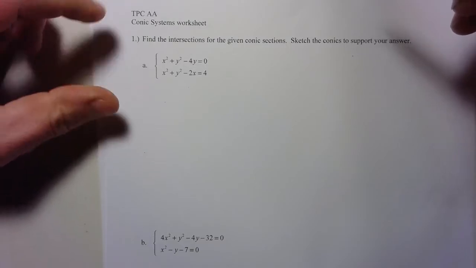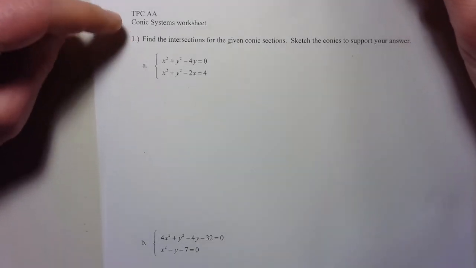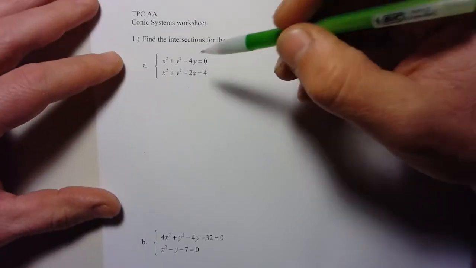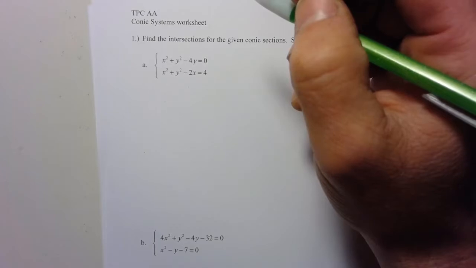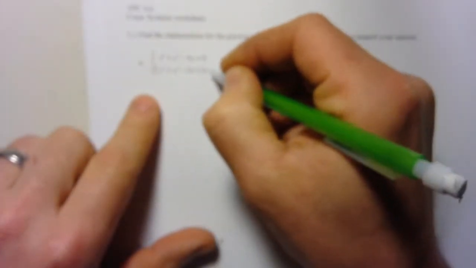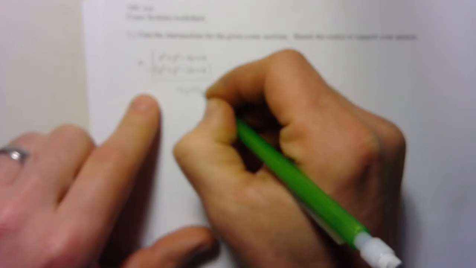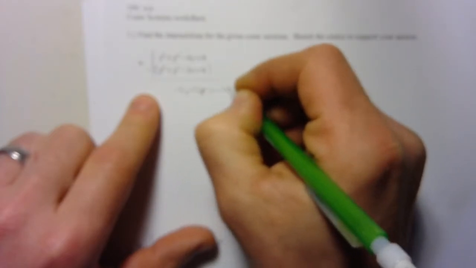To solve these, I think the best way in this case is to just subtract. I was thinking about subtracting the top from the bottom, but that would get rid of the x squared and the y squared, but then we'd have an x and a y left over. So yeah, I could do that. That would work just fine. So let me try that. These are going to cancel, so I'll have negative 4y plus 2x equals negative 4.